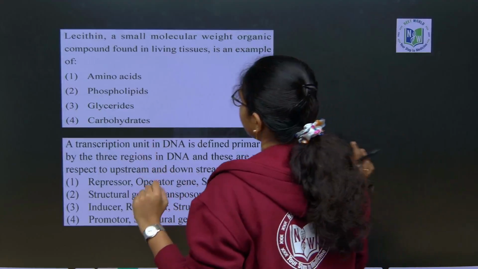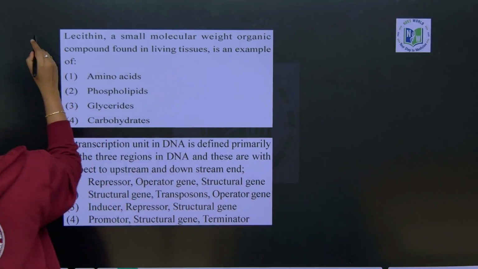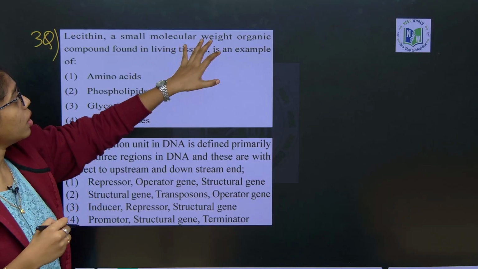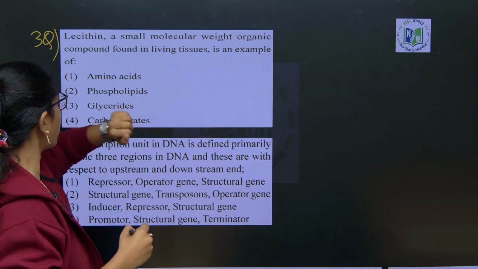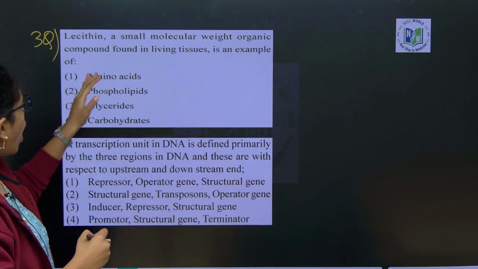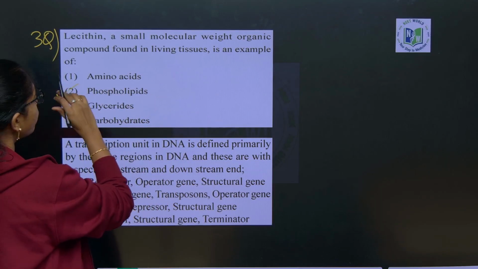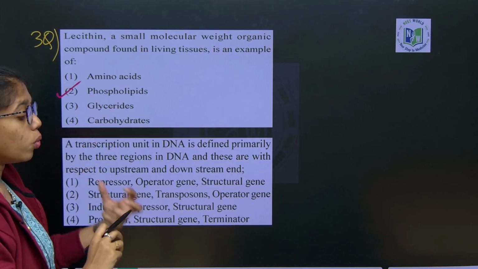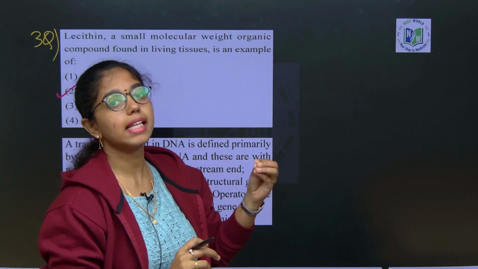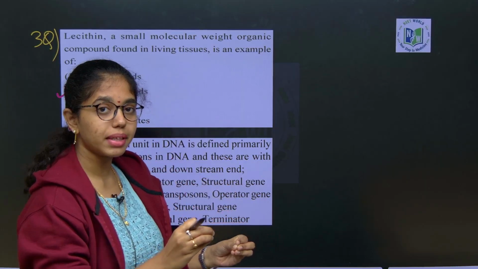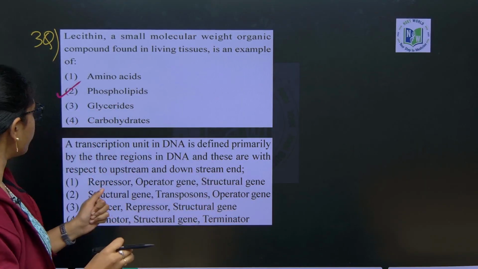Okay. Next, the third question, lecithin, a small molecular weight organic compound found in the living tissues, is an example of phospholipids, whose lipid composition is high in the cell membrane. Which lipid composition will be high in the cell membrane? That is phospholipid. Do remember.